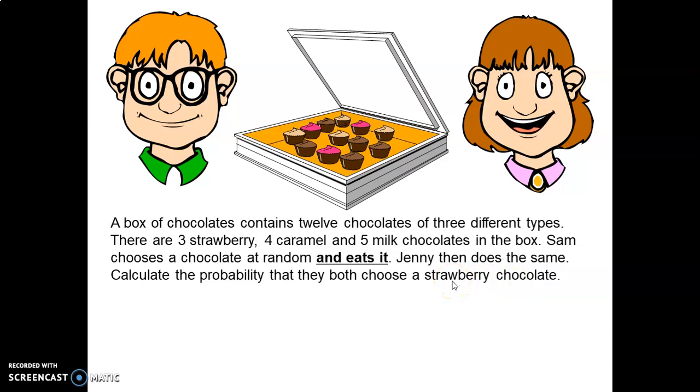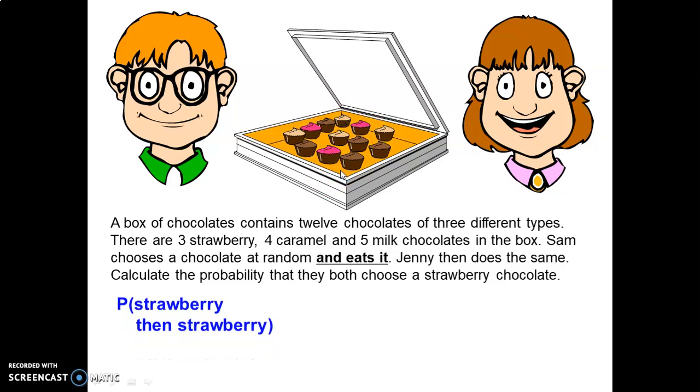Now, since he's eating one, has the probability they both choose a strawberry gone up or gone down? What do you think? Well, the probability of them both choosing strawberry has gone down because essentially he has eliminated a strawberry from the box. So now her odds of getting a strawberry have gone down significantly.